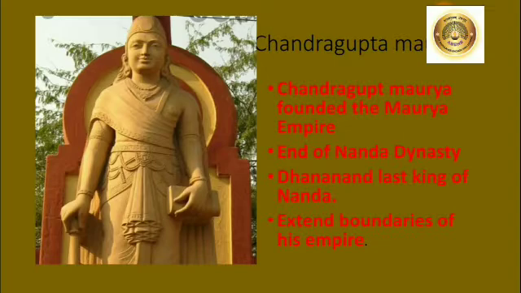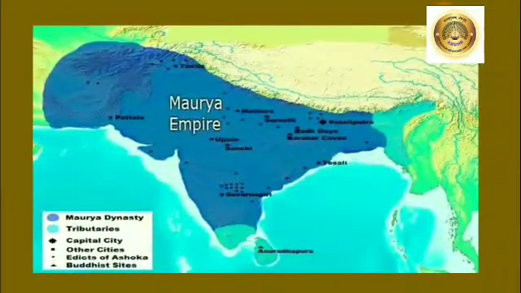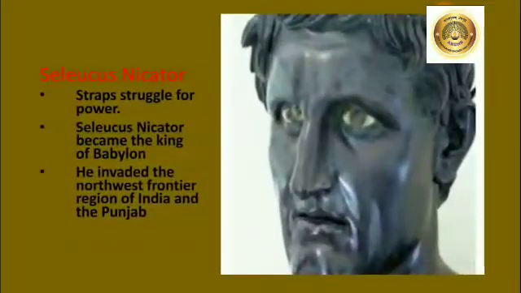Then he extended the boundaries of his empire. He won Avanti and Saurashtra and began to extend the boundaries of his empire. You can see here the Maurya Empire. Next, the struggle for power among satraps. Children, after Alexander's death, a struggle for power among satraps increased. Remember children, we already saw satrap means an officer appointed by Alexander. So they all started fighting among themselves for power to become king.